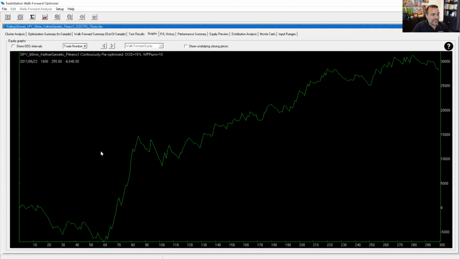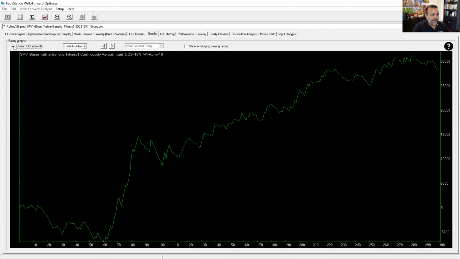Now, the nice thing about this is that you have a checkbox over here at the very top that says show OOS intervals. This is out of sample intervals. If I put a check there, I'm going to see where the data.